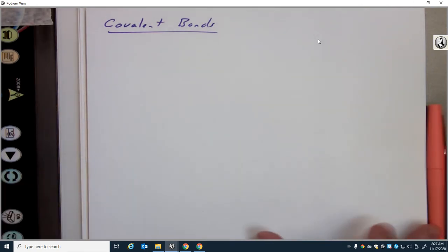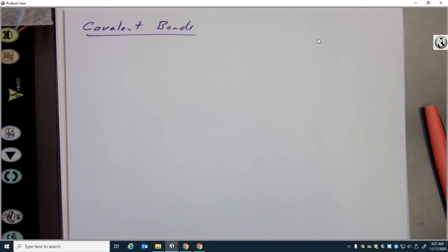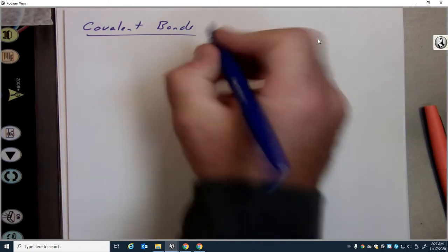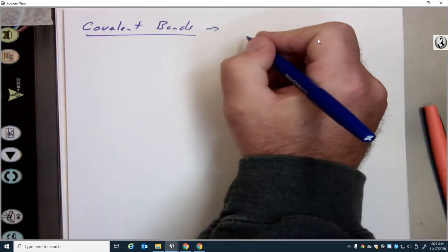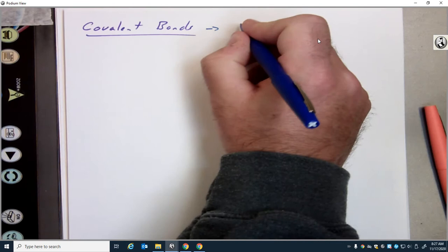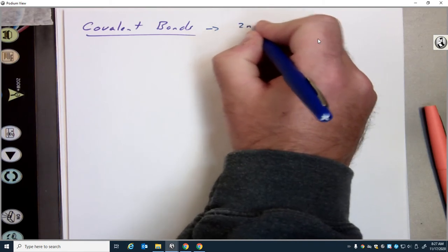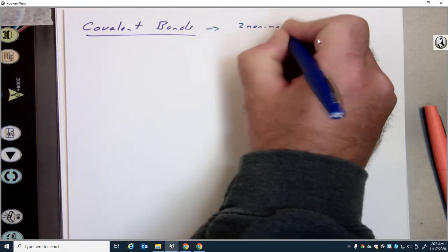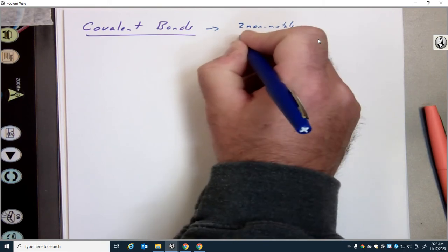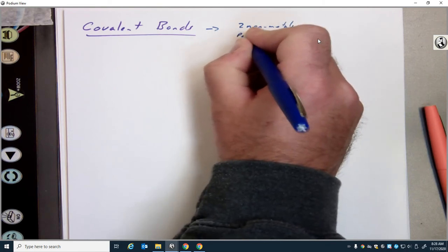Anyways, so today we are going to continue on with bonding. So we dealt with some ionic stuff yesterday. Today we're going to deal with some covalent bonds. Covalent bonds usually form between two nonmetals, and we also find them in the polyatomic ions.